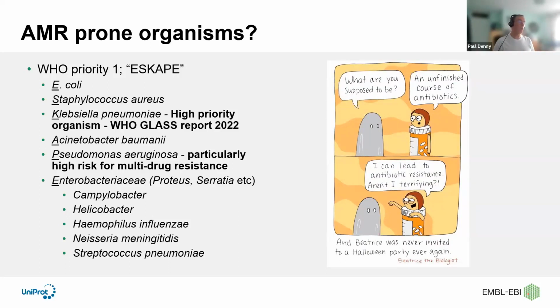Those are what WHO considers the most important, and there's this acronym ESKAPE, which I've highlighted, which is a way of remembering the species. But in addition to those, other organisms are prone to AMR. There's a list here, one of which I'll come back to a little bit later on.